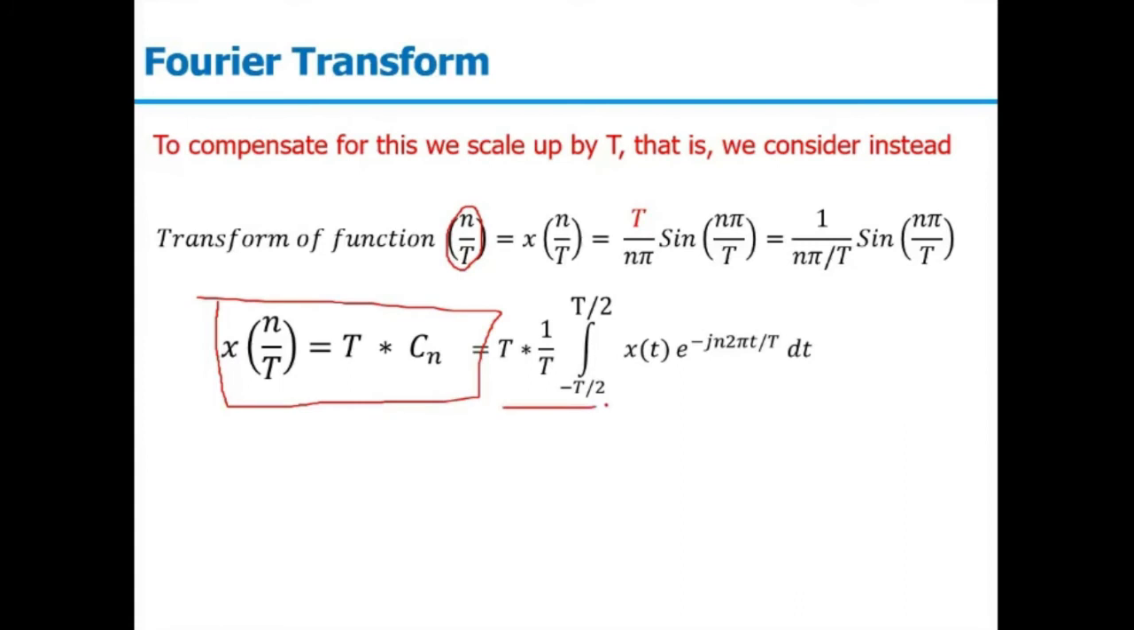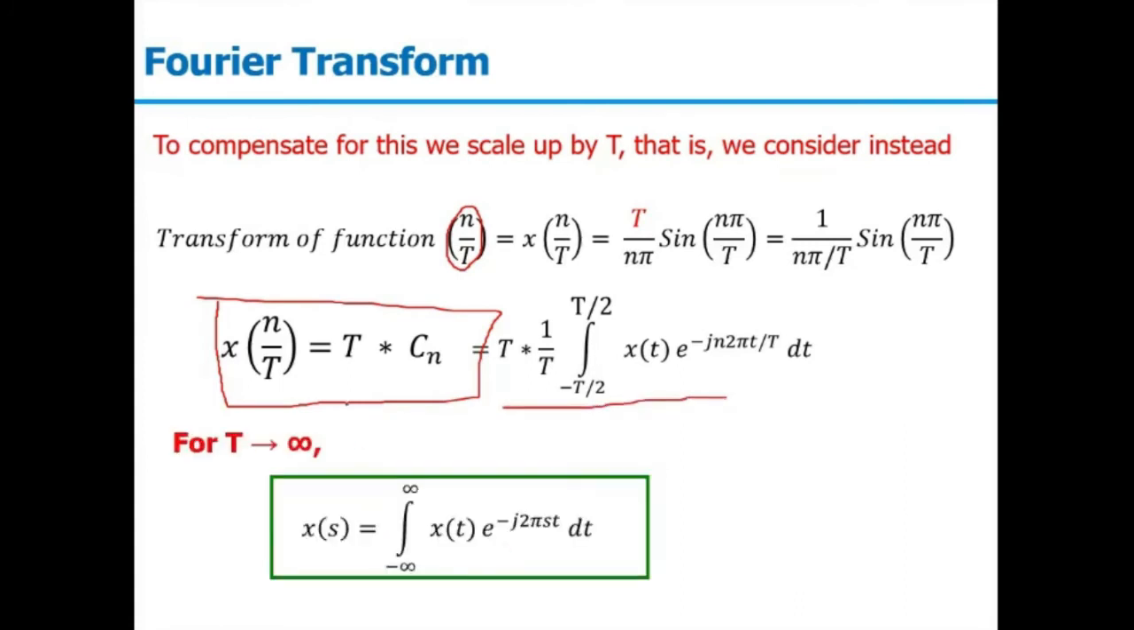Now we can put the value of Cn. We write n by T equal to s, taking it as a simple variable. So this will be x(t) e to the power minus j 2 pi s t dt. When T is approaching infinite, it is the limit T extending to infinite. So the integration is from minus infinite to infinite of x(t) e to the power minus j 2 pi s t dt. So now we have converted this signal from t domain to s domain.